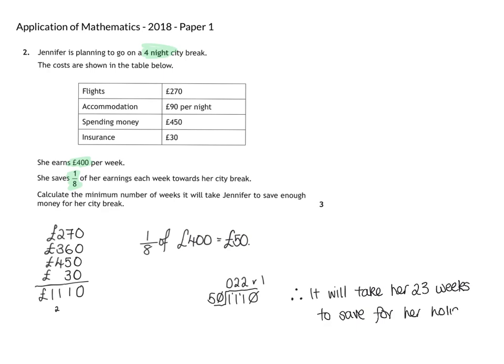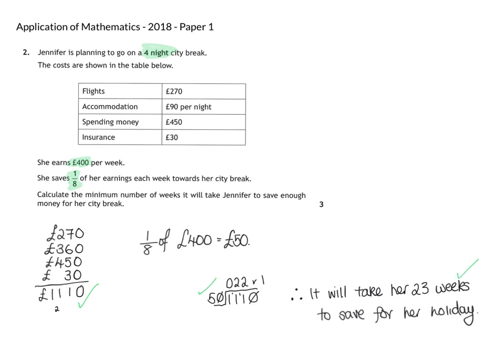So now what we need to do is go through this and look at where our marks come. So we get 1 mark for calculating the cost of her city break, so 1 for the 1,110. The second mark is for knowing that you are dividing by 5. And the last mark is for doing the answer, which is 23 weeks.